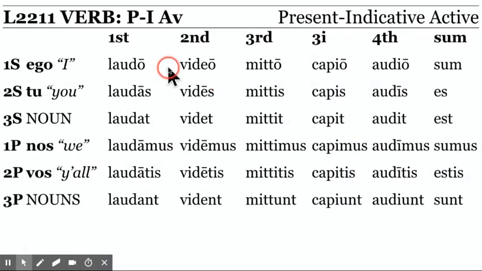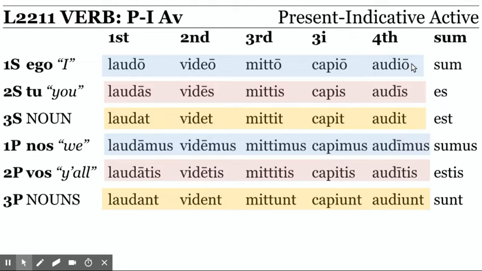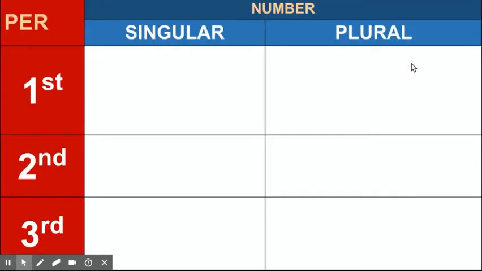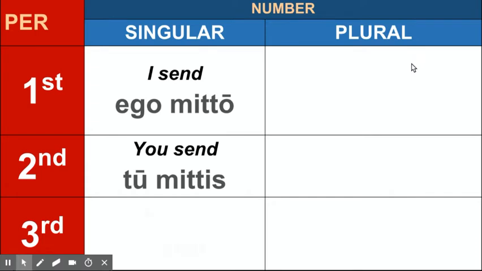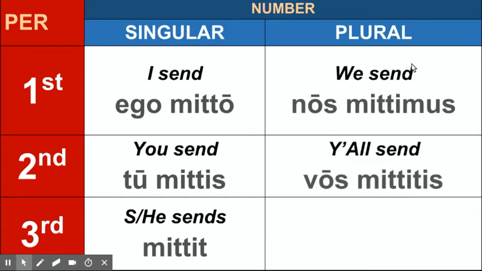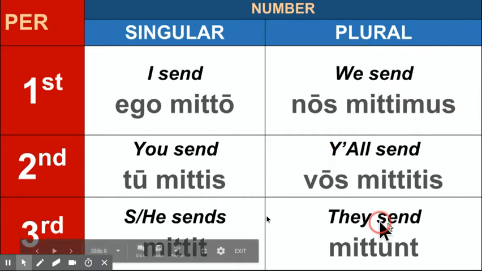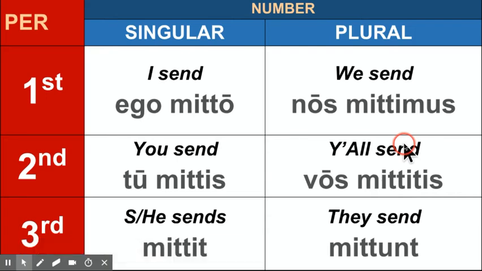Now, the verb laudo, we talked about last chapter. Laudo and video, mitto, capio, audio. These are the presents. So you have a straightforward ending of o, s, t, mus, tis, nt. That's the present indicative active to signify something is going on in the present. So therefore, ego mitto, I send. Tu mittis, you send. She, he, it sends, mittit. We send, nos mittimus. You all send, vos mittitis. And they send, mittunt. Or it could be two nominative singulars or a nominative plural. But those would be nouns in the third person. All right, and of course you don't need to have the pronoun, but this is just there for agreement's sake.